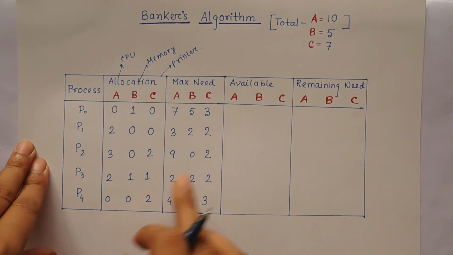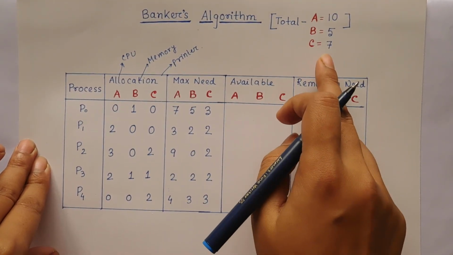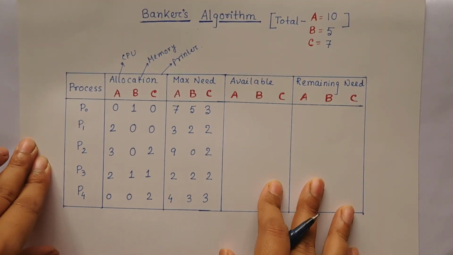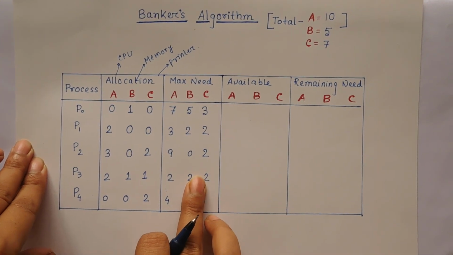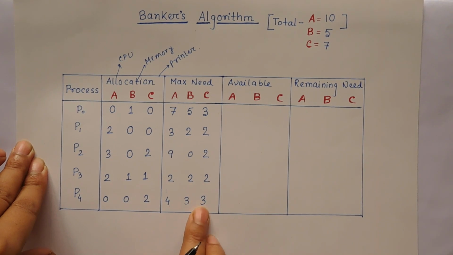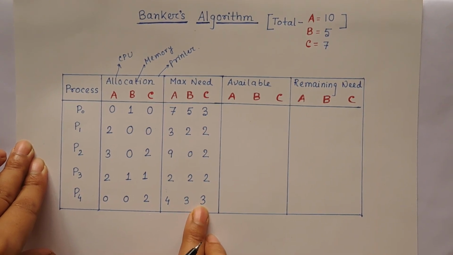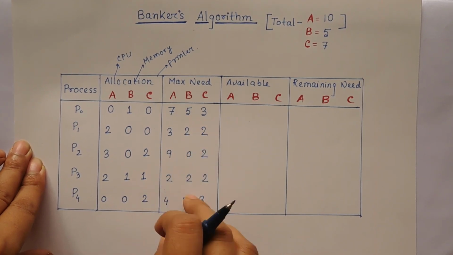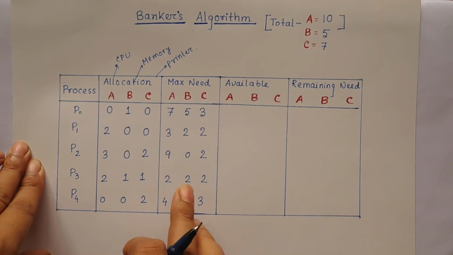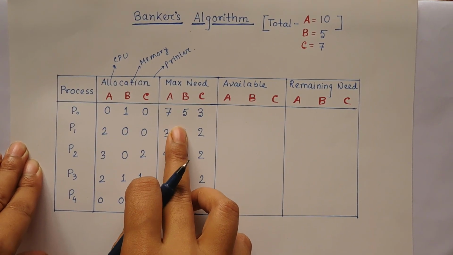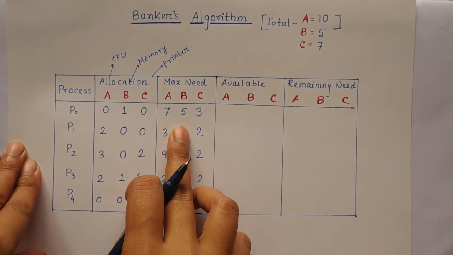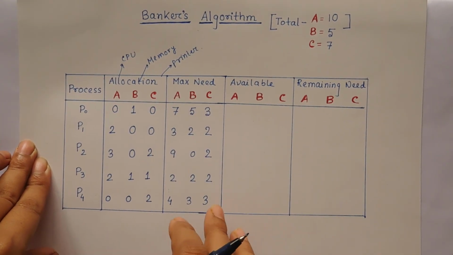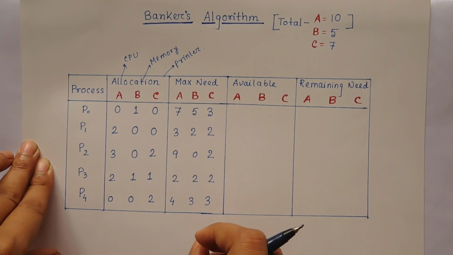Now this is the total number of instances of the resources A, B and C, that is 10, 5 and 7. Now what is the maximum need? When a new process enters the system, it declares the maximum number of instances of a resource, that is A, B or C here, and this is the maximum need of the resource to execute the process.